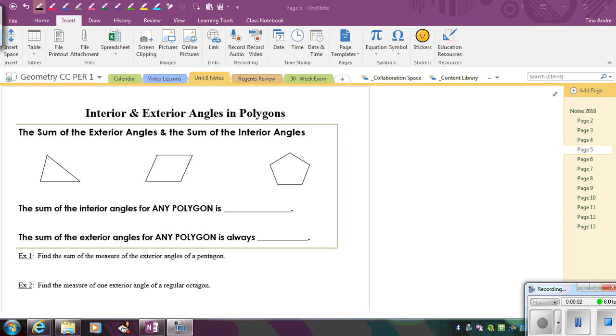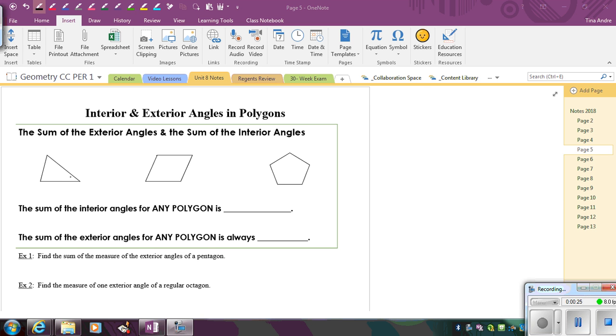In this lesson, we're going to look at the interior and exterior angles in polygons. So if we start with talking about the interior angles in a polygon, remember the interior angles are the angles inside of the polygon, and the vertex of each interior angle is the same as the vertex of the polygon. So in this triangle, I have three interior angles.